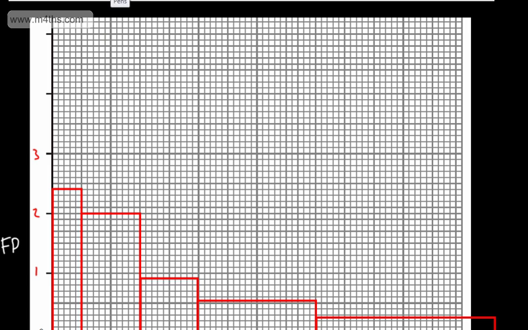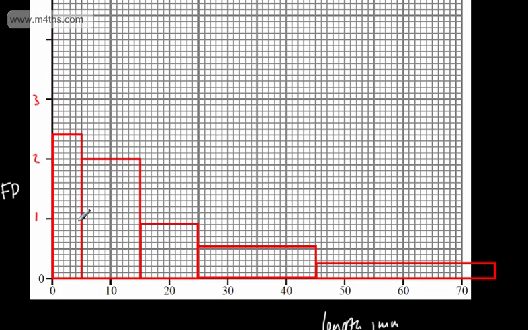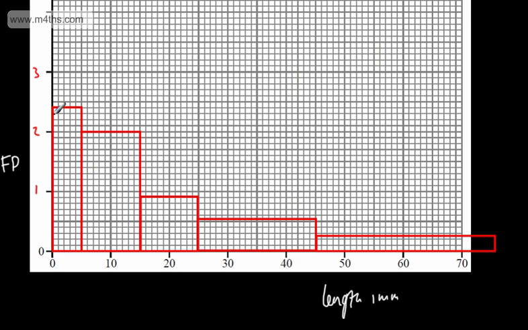Now, sometimes we'll be expected to read from a histogram. If we look right here, we've got this frequency density of 2.4, and I'll just put it here. This is 2.4, and we've got a class width of 5. Remember, this is 0 to 5. If I multiply the frequency density by the class width, I'm going to end up with 12. That gives me the frequency.